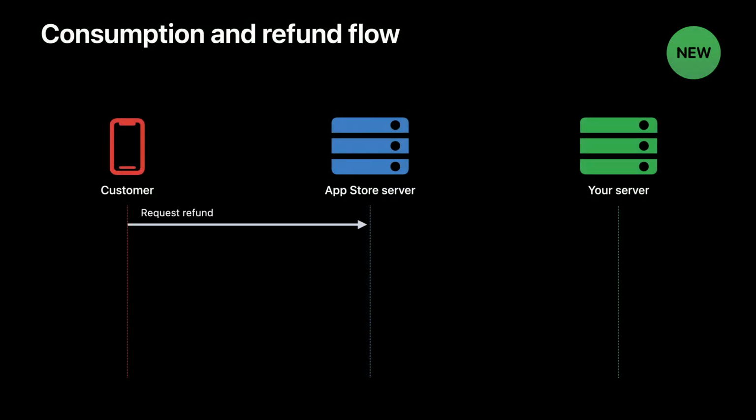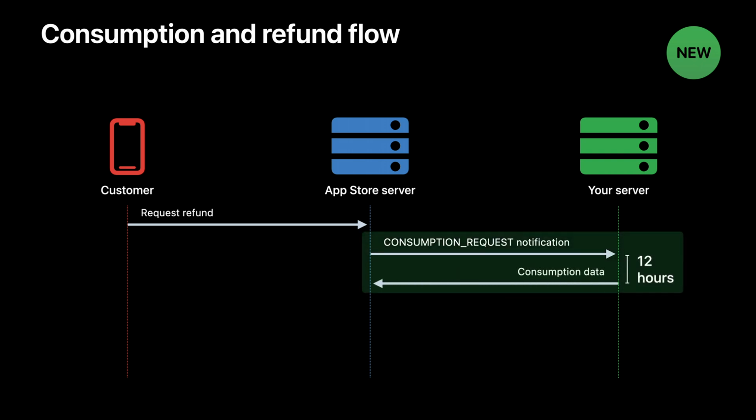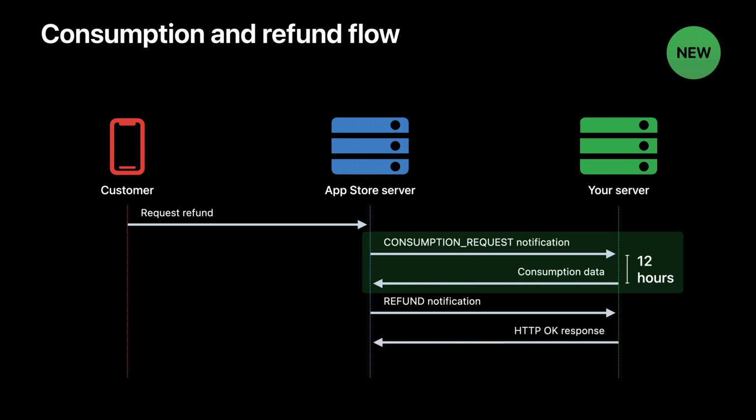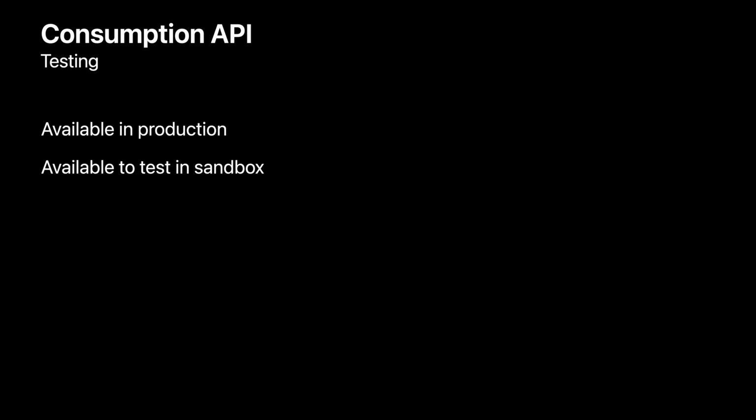When the customer requests a refund for a consumable in-app purchase, the App Store server will now send your server a consumption request notification. Your server responds back within 12 hours with the consumption data back to the App Store server, which will then be used for decisioning. If it is approved, the App Store will send the refund notification, and after your server responds with an HTTP OK response, you can take appropriate action for that refund. And the consumption API is available both in production and to test in Sandbox as of today.